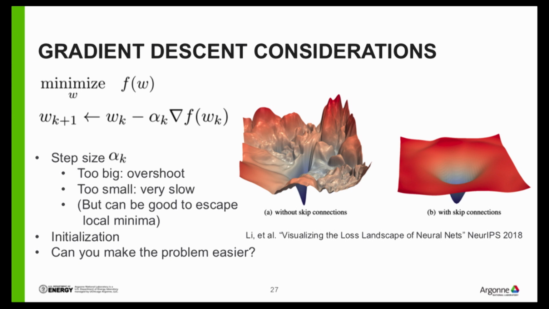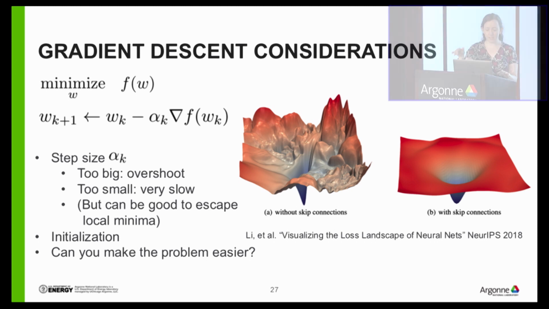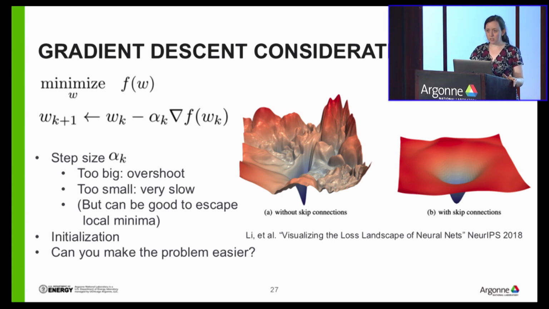One consideration is your step size alpha, so how far you go in the direction of your gradient. If you step too far, you could overshoot, and your gradient isn't actually valid that far. If you step too small, you're moving really slowly and you're committed to this particular downward direction that you're on. So a positive of bigger steps is that maybe you jump over to another region.